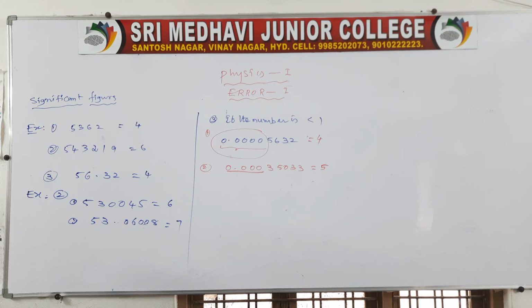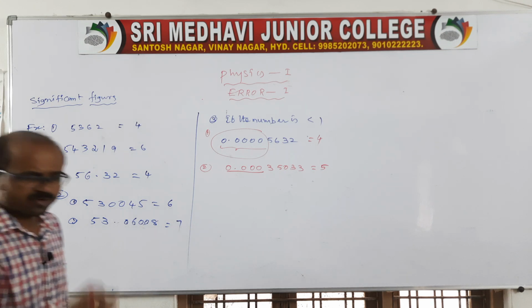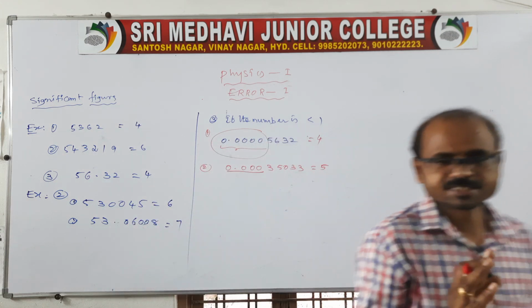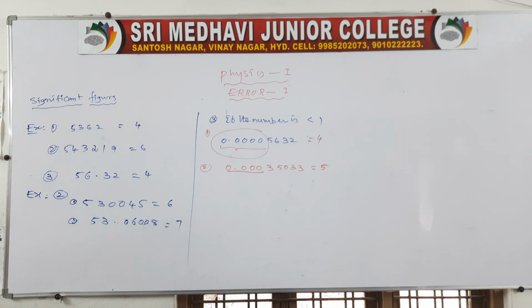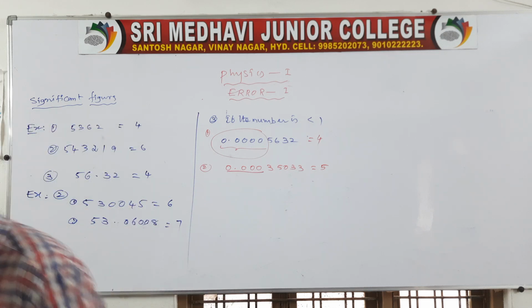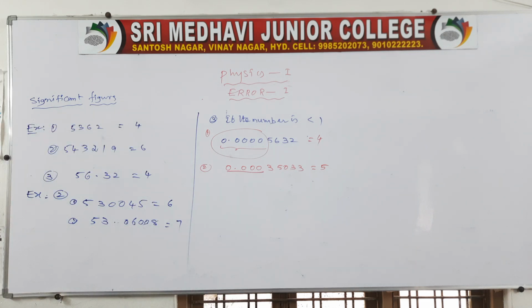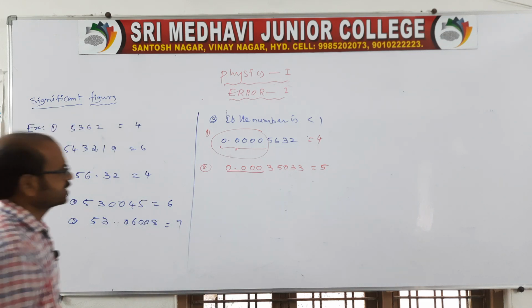Okay, this is the way. There are some rules to obtain the significant figures. A significant figure here we can write like this. This is the third rule here. Let us come to the point: actually the fourth rule is also the same. It is like here, it is the fourth rule.